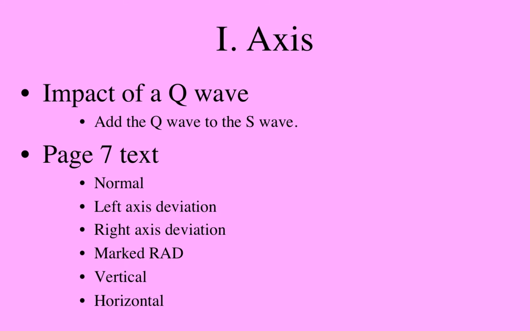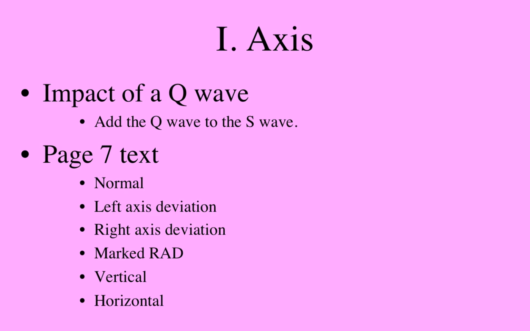And then if you look on page 7 in the text, you can see at the upper right, the normal area is -30 to 90 degrees. That's normal. And then -30 to -90 is left axis deviation. +90 to 180 is right axis deviation. And then you have your quadrant of marked right axis deviation too. So you end up having normal, left, right, or marked right.